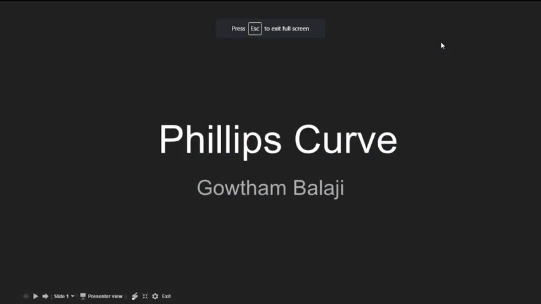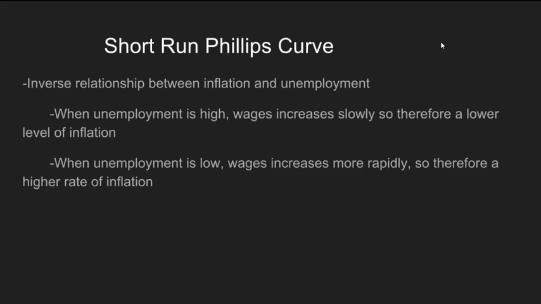So the Phillips curve, we're going to learn a lot about it today. So the short run Phillips curve, now what is it? It's an inverse relationship between the inflation and unemployment rates of a given economy. So when the unemployment is high, the wages increase slowly, so therefore there's a lower level of inflation.